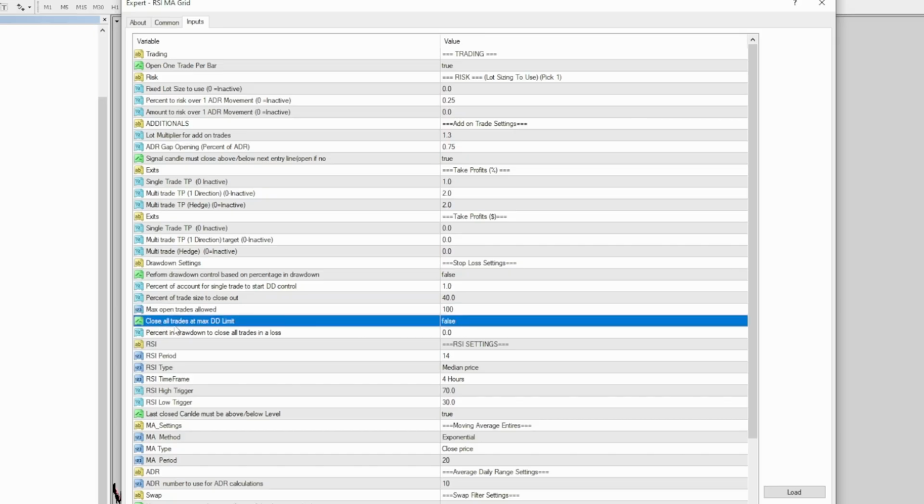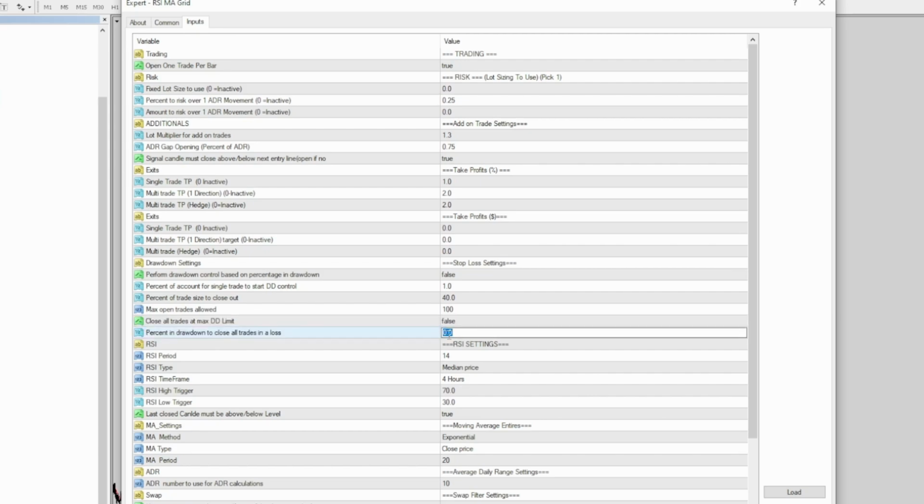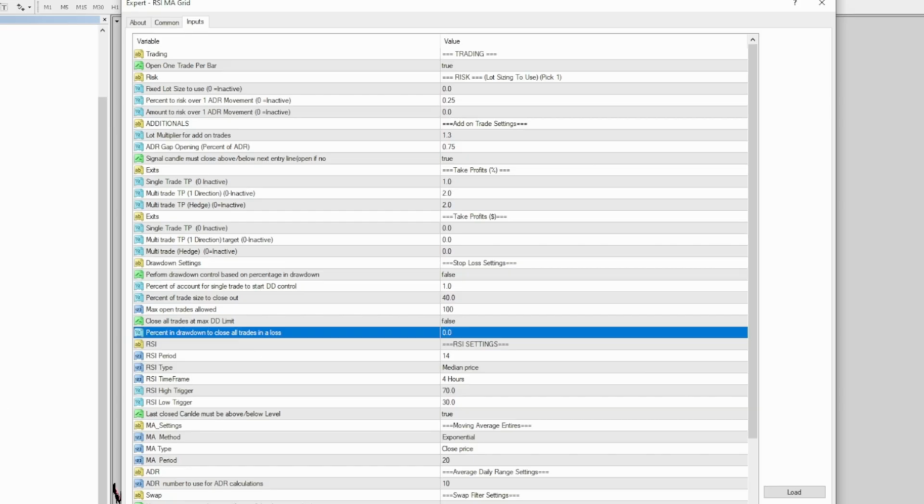Next up, close all trades at max drawdown limit. So if you set this to true and you set this to 5, once your account goes into 5% of drawdown, it's going to close off all of them in a loss.